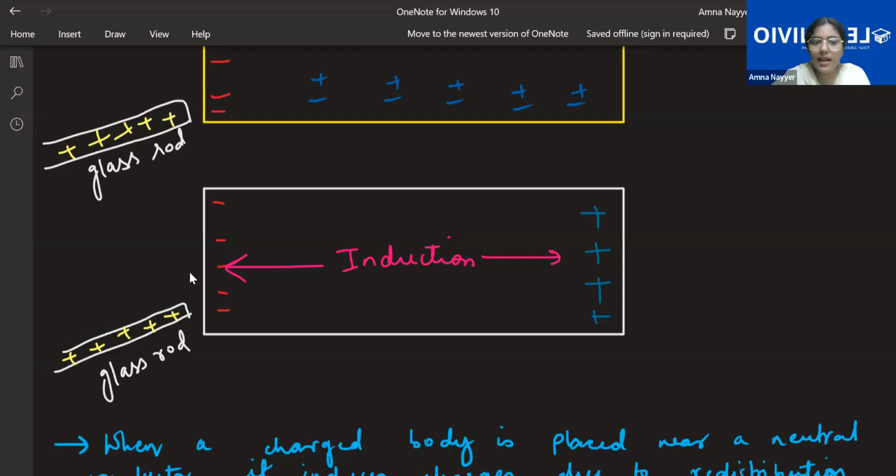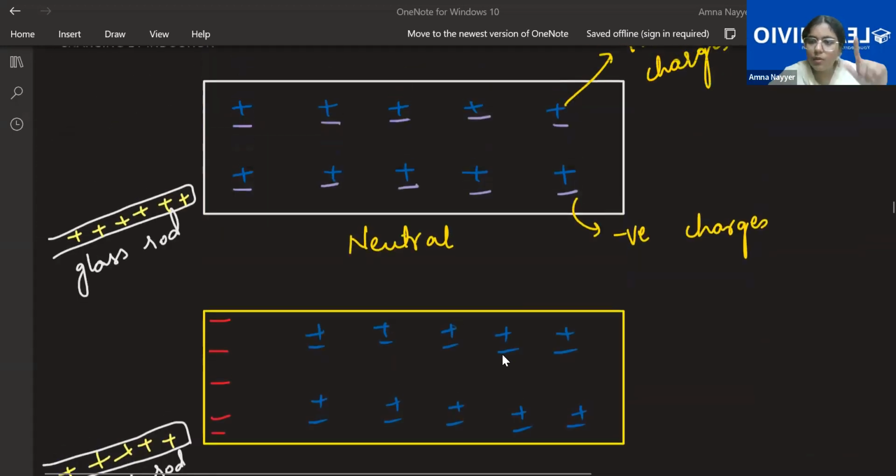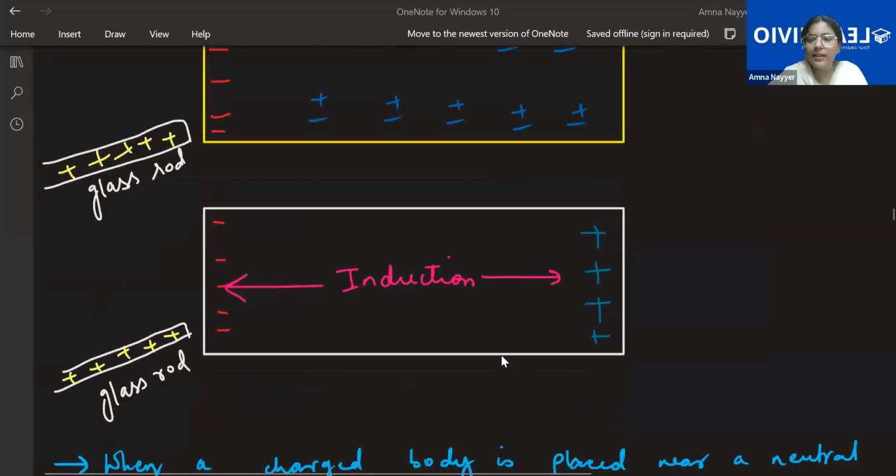But the disadvantage is that only till the time I'm holding this glass rod are the charges separated. If I remove this glass rod somehow from here, what will happen? The negative and positive charges will redistribute among themselves and recombine and become neutral again. The process will just reverse. If I am holding the glass rod, then only it is able to attract.